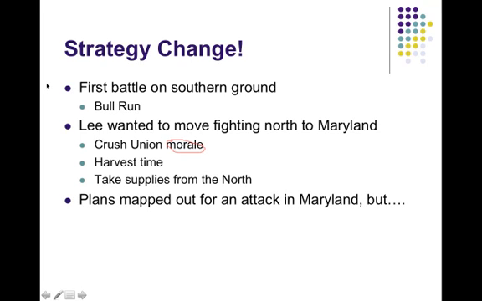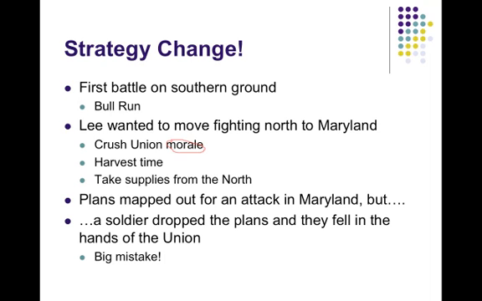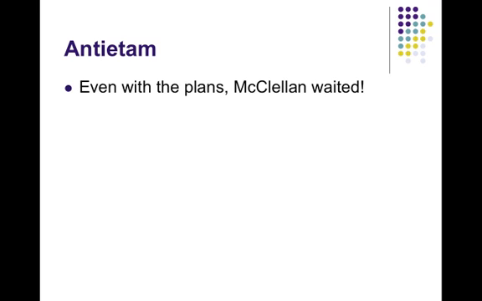The plans were mapped out for an attack in Maryland, but in one of the weirdest situations ever, and if you don't believe me, research it, because I'm telling you it's true, a soldier dropped the battle plans and they fell into the hands of the Union. It was actually in a bag with cigars that all of these battle plans fell out. It's really, really crazy. But the Union actually gets a hold of the Confederate plans for what they're going to do in their attack on the North. And that leads us to Antietam.